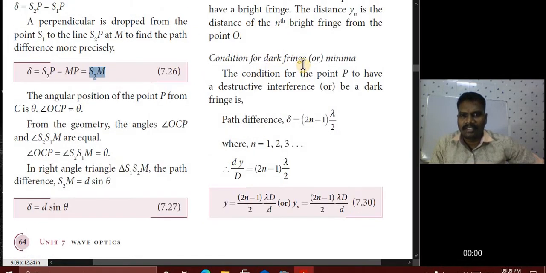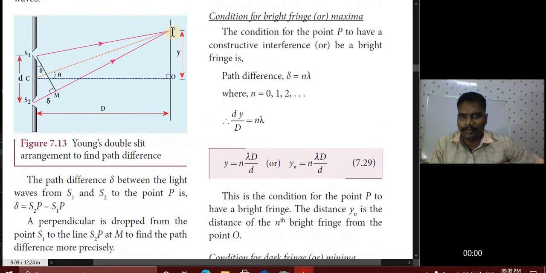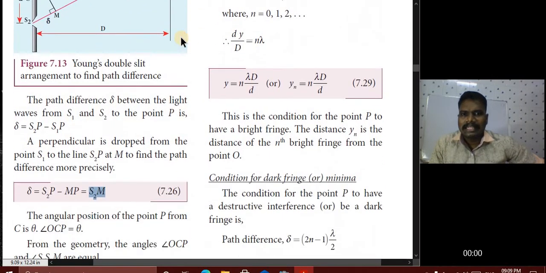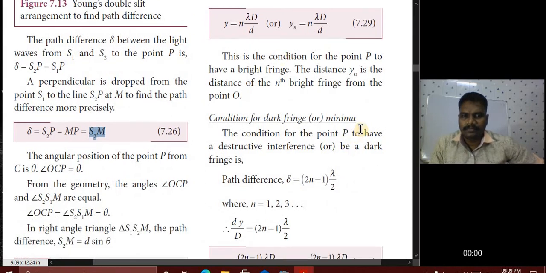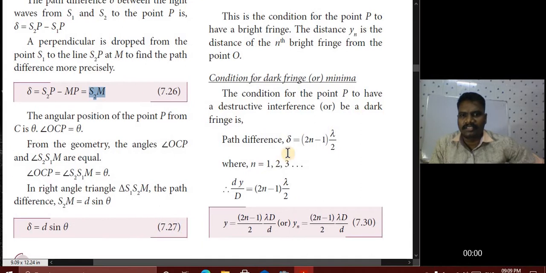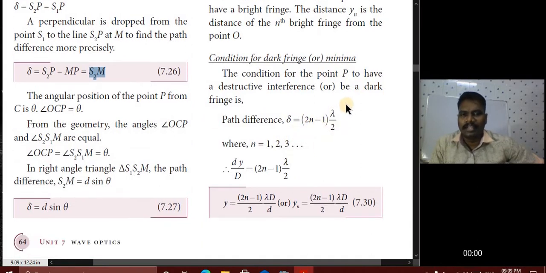Condition for dark fringe or minima. What is the condition? For the point P to have destructive interference, to be a dark fringe, the formula is path difference del is equal to (2n minus 1) into lambda by 2.